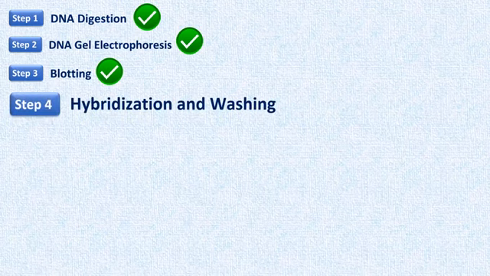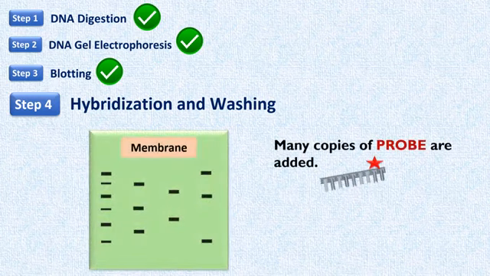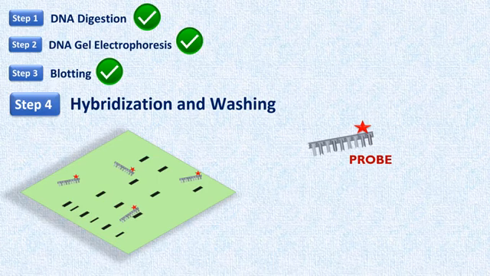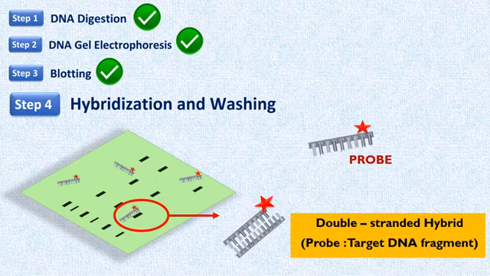The next step is hybridization and washing. In this step, the nylon membrane is now incubated with many copies of a nucleic acid probe, let's say a labeled single-stranded DNA molecule, under appropriate conditions. We know that the probe will bind to the target sequence by complementary base pairing and form a double-stranded DNA hybrid. So, the probe hybridizes with the DNA fragment that is complementary to it. Unbound probes are removed by washing.